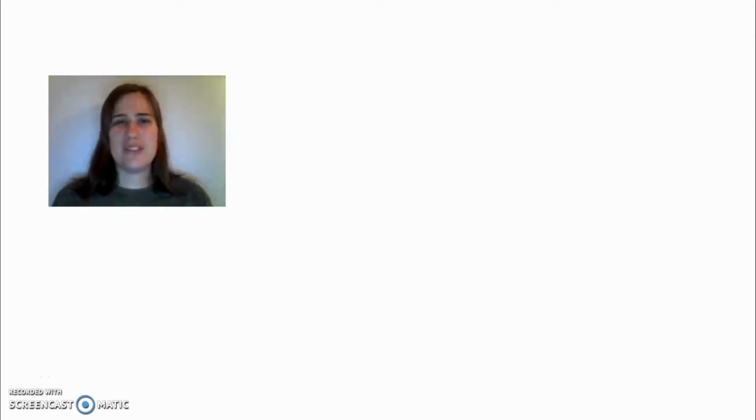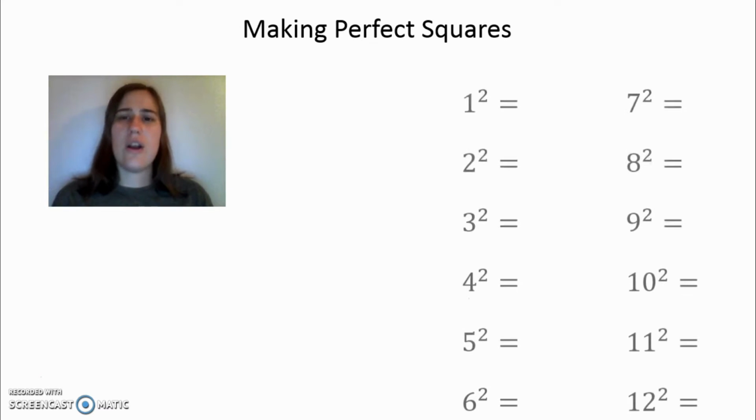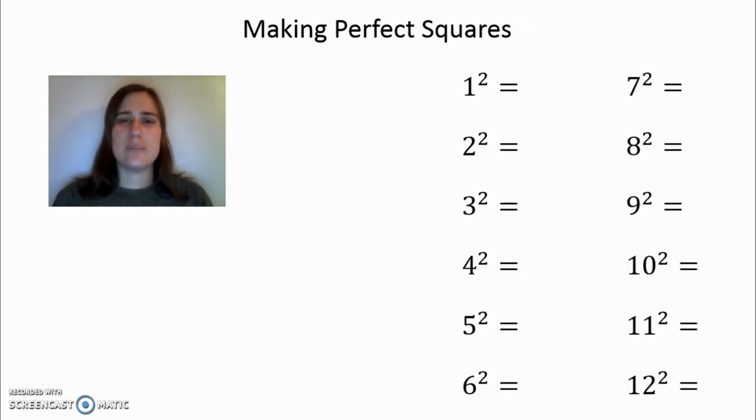Hello, mathematicians. Today we will be evaluating perfect squares and perfect cubes. Let's start by making perfect squares. Here are the first 12 natural numbers, and I want to square them.